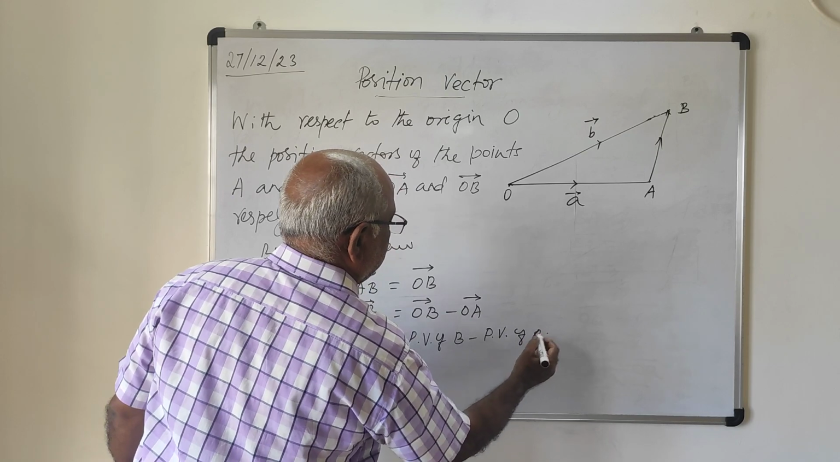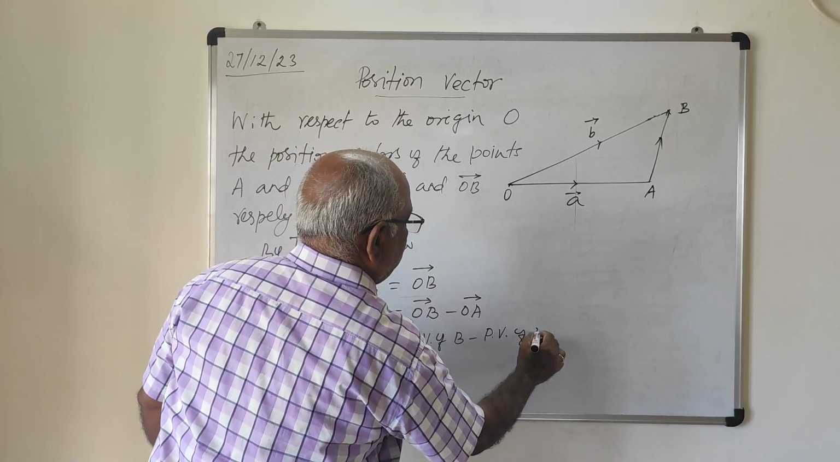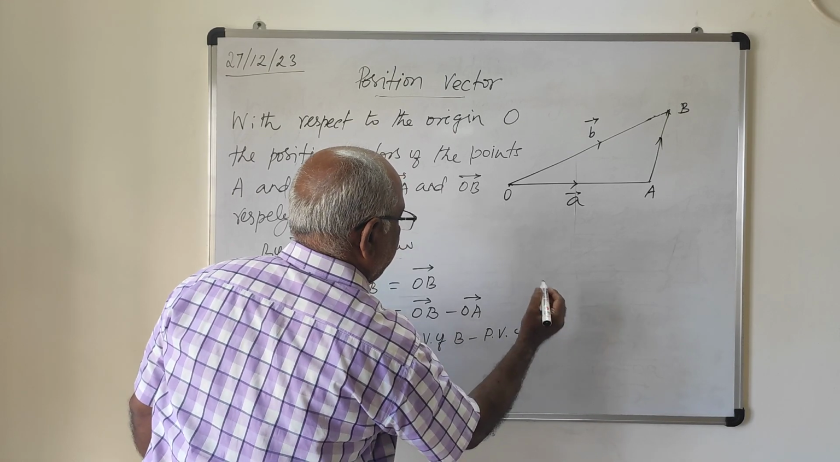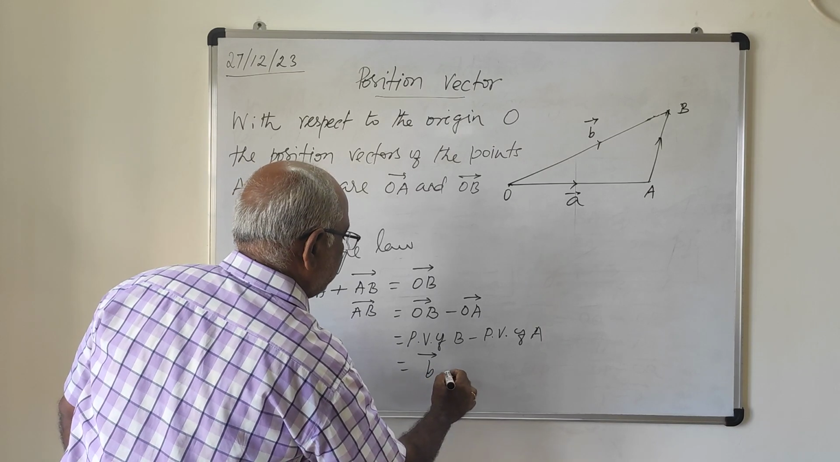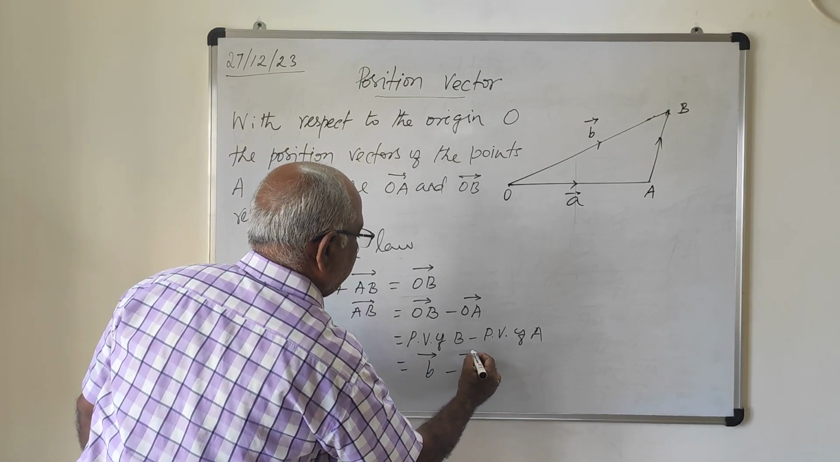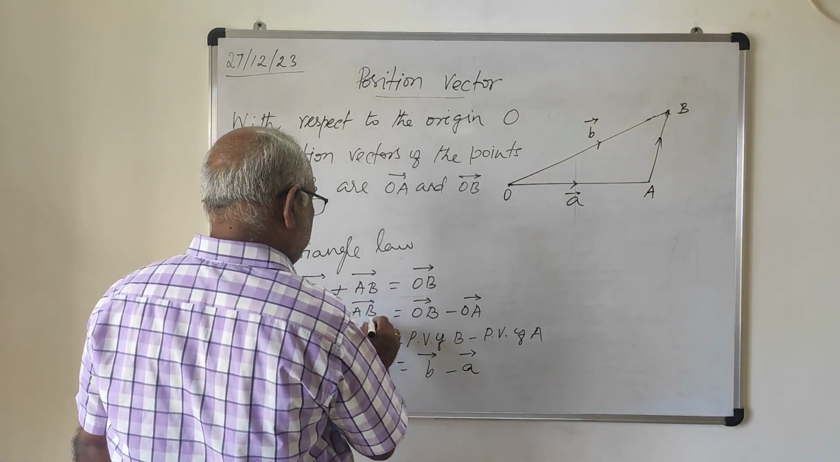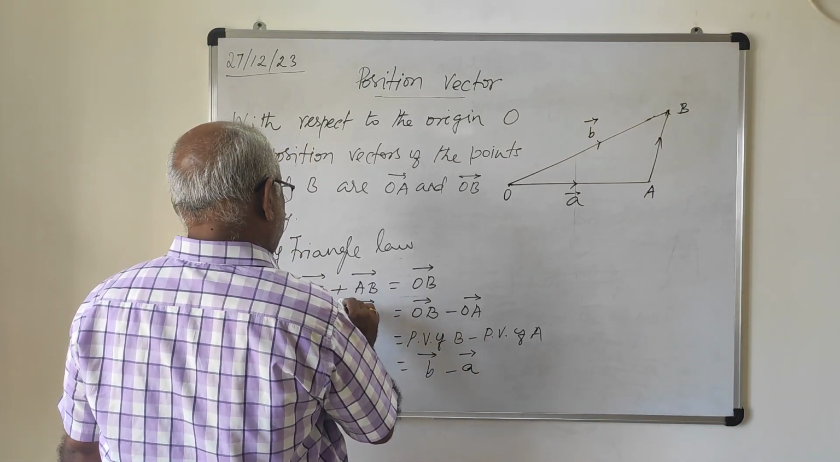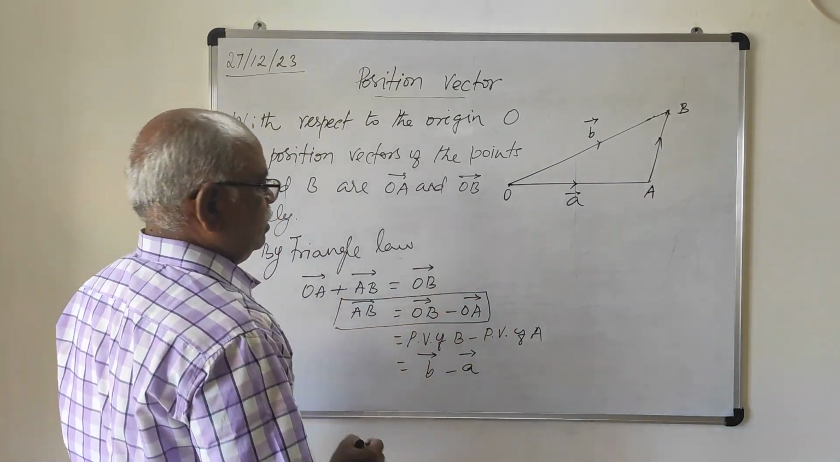Position vector of B minus position vector of A. Position vector of B is vector b, minus position vector of A, which is vector a. So vector AB is OB minus OA, or position vector of B minus position vector of A. This is our representation of vector AB by using triangle law.